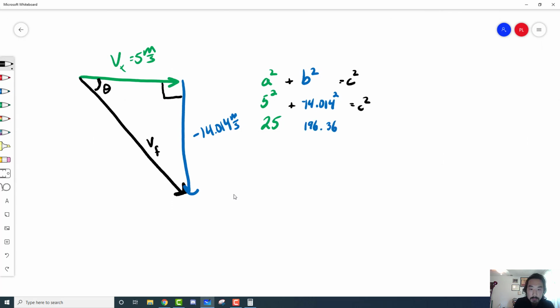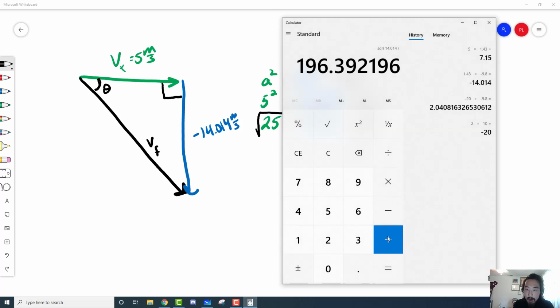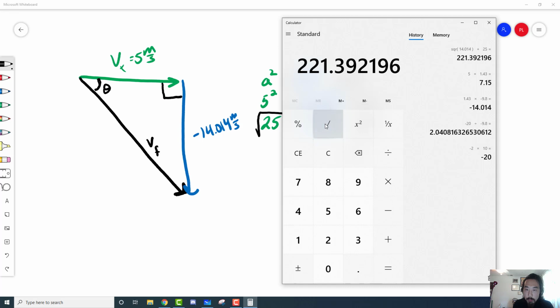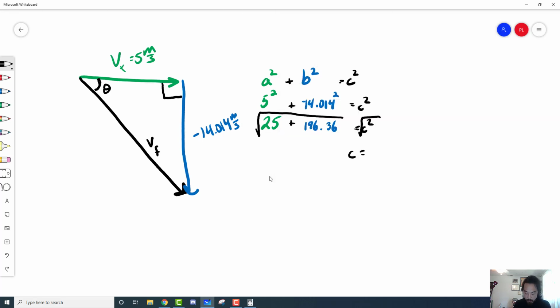196.39. Okay. And in order to get rid of the square root, I'm going to square root both sides. And our final answer is, well, let's take a look, plus 25. Okay, and then we square root that. And our final velocity is 14.88 meters per second.